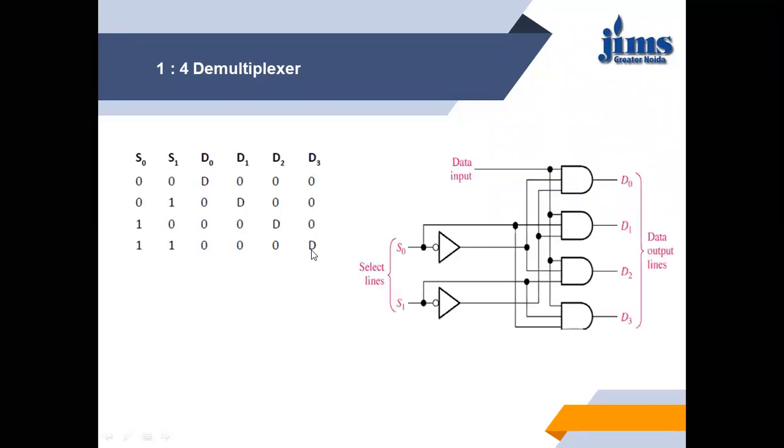In the same way we can construct the circuit diagram. Here the input is connected to all AND gates, and depending upon the values of S0 and S1, the output will be selected, that is, which output is connected to the input. So here you can see that depending upon the value of S0 and S1, the input will appear at the particular output.